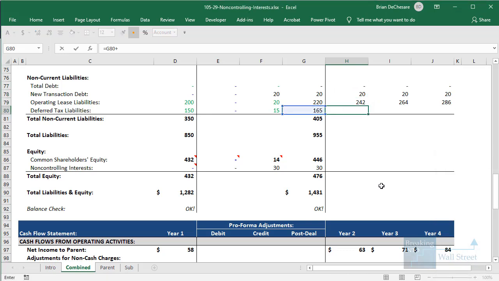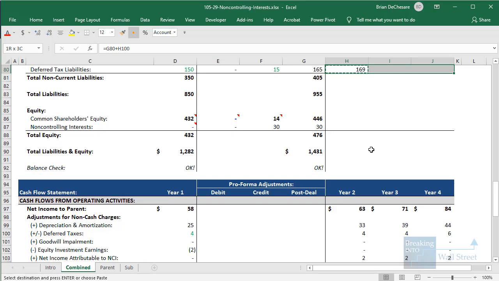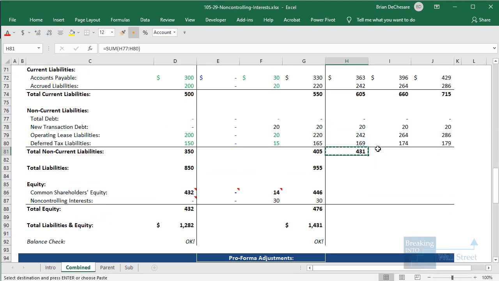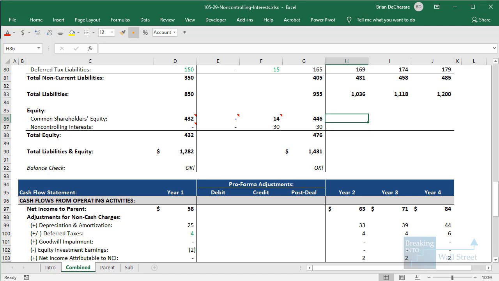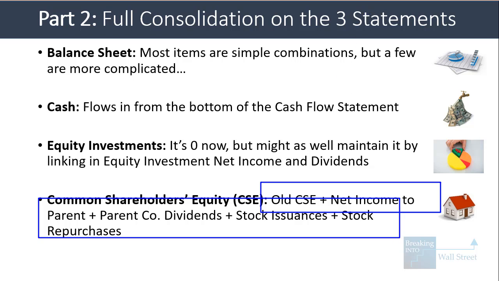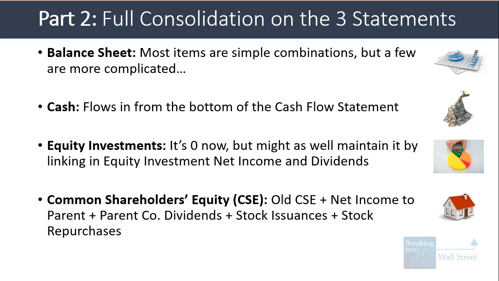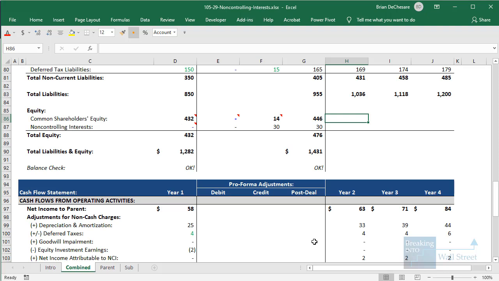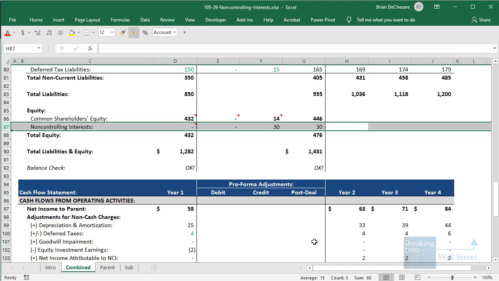Deferred tax liabilities, we'll take the old number, and then add deferred taxes on the cash flow statement. We can then sum up all these, copy it across, and then total liabilities, we can do the same thing. Now, as I just said, the formula for common shareholders' equity looks a bit complicated, but it's actually pretty much the same as what you always expect. We're taking the old number, adding net income to parent, subtracting parent co dividends, and then factoring in stock issuances and stock repurchases. Really, the only difference here is that we think it's best to only make the parent company's own standalone dividends flow in, because the subco's dividends to the minority shareholders will go into the non-controlling interest here.